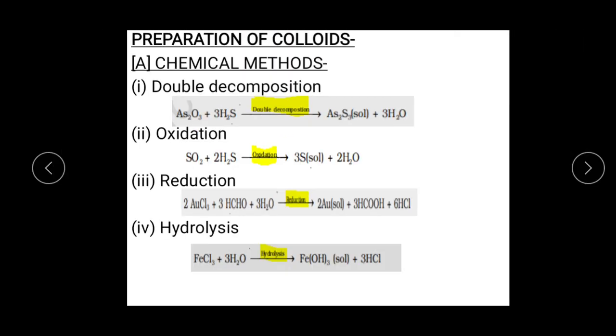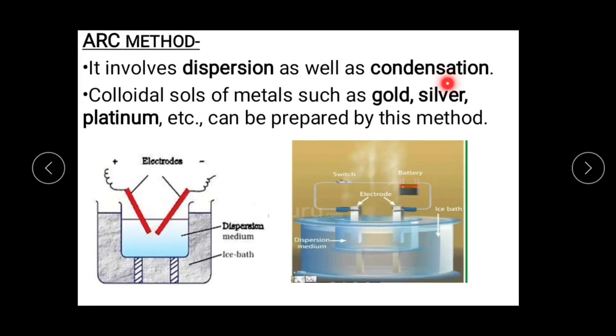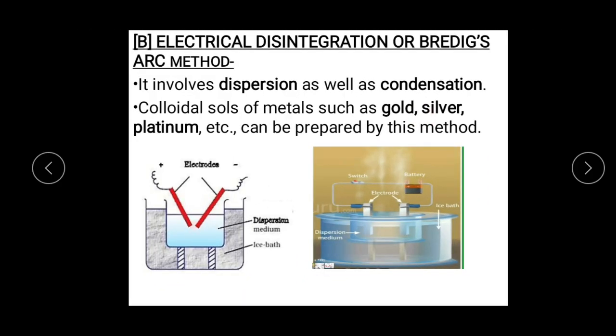Now, after the chemical methods, we move on to the next method, that is electrical disintegration or Bredig's arc method. This method involves dispersion as well as condensation. The word condensation is clear to everybody because we have taken it up earlier, and dispersion means spreading over a wide area. This method is specially for metals such as gold, silver, platinum, etc. And here we have the setup for this method. Now we will go into the detail of this method.